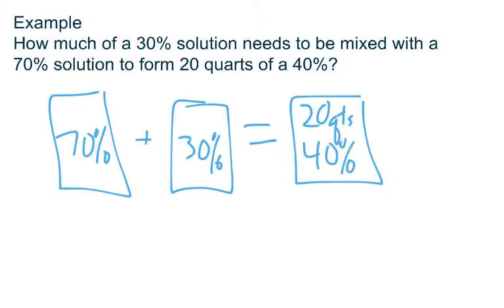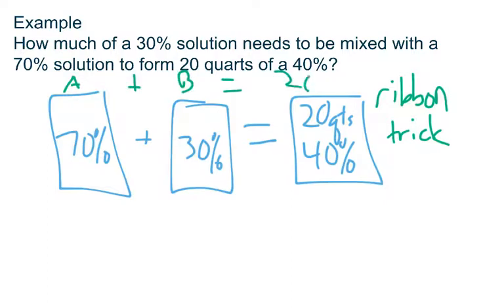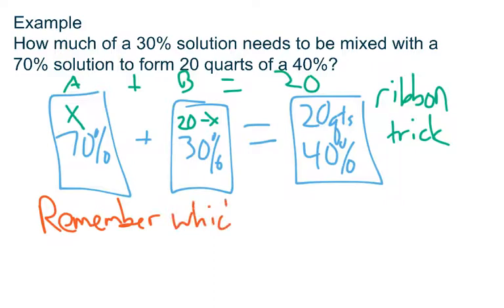So to help us solve this, we're going to use what I like to call the ribbon trick. Because what we know is that A plus B, if we're looking at just the quantities, has to equal 20. So one of these will be X, and then the other one is going to be 20 minus X. It doesn't matter which way you set it up, but you do have to remember which one X is. So let me write that down because that's important. Remember which one X is. You'll see why when I explain it in a minute.